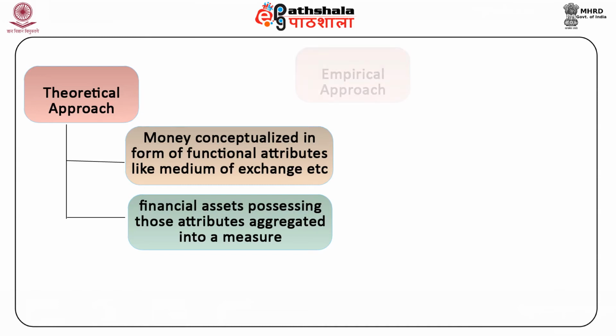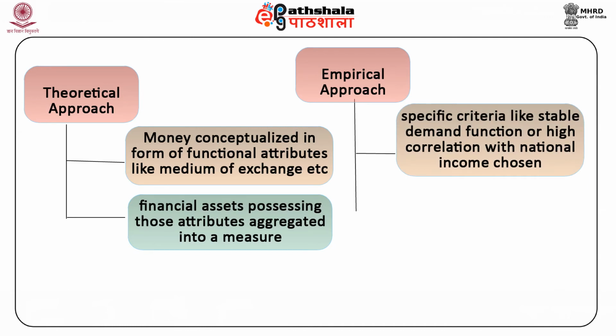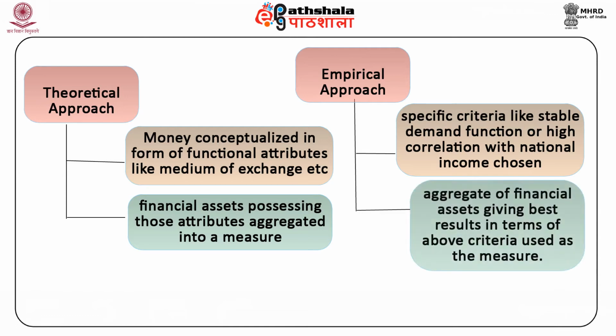Under the empirical approach, we first decide on specific criteria like stability of the demand function of money, or a high correlation with national income. We then aggregate all those financial assets which, when introduced in certain functions, give the best results in terms of the specified criteria. Amongst the two approaches, the theoretical approach is better because it first develops and defines the concept of money and then follows it by proper measurement.